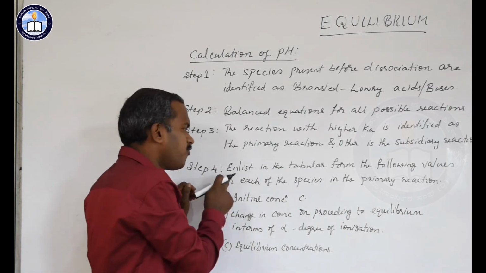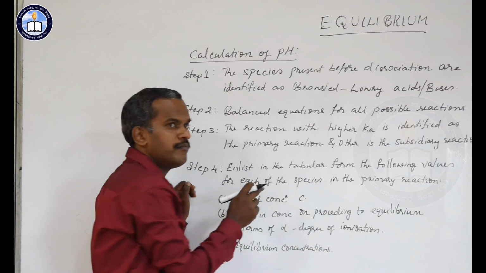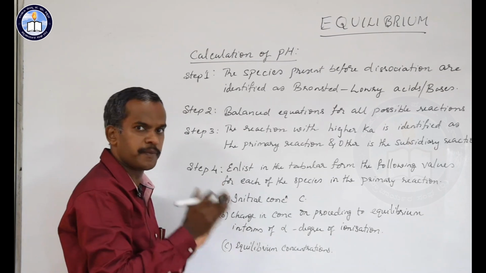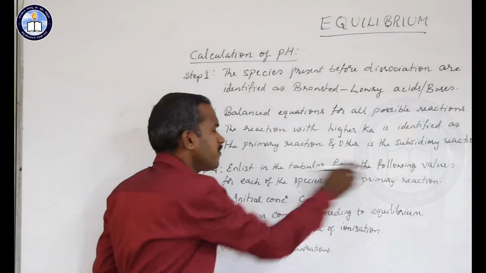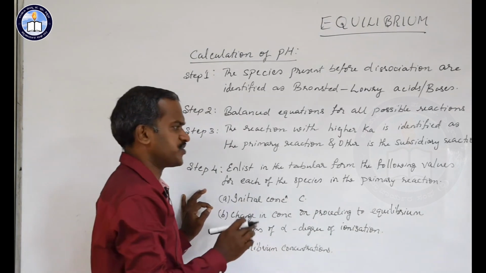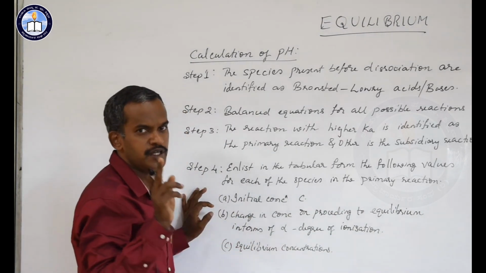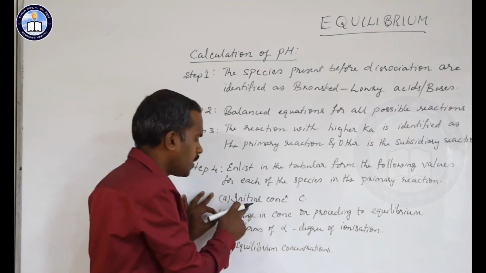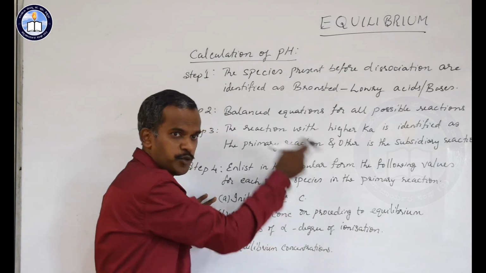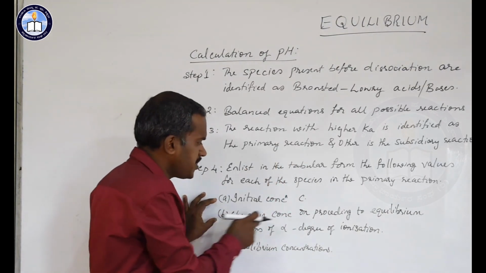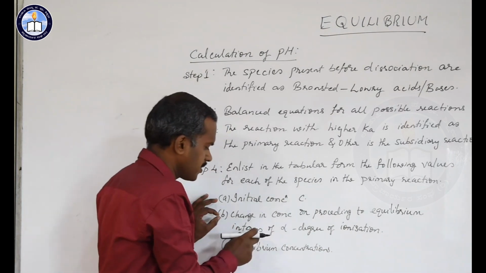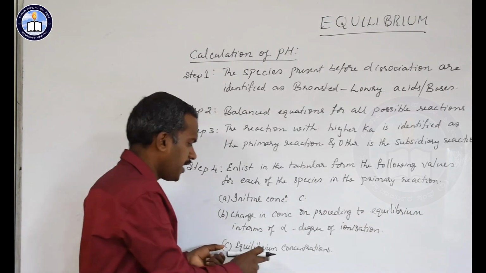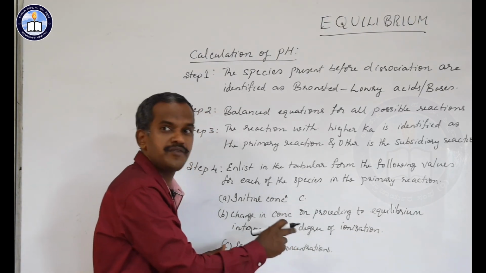Now step 4, analyze the tabular form. Means you have to identify many details about the reactions, the major or principal reaction we consider. The following values you have to consider for the different species. It is only for the primary reaction, not for the subsidiary reaction. So which values do you have to write in the tabular form? One is the initial concentration C, I told you in the calculation of Ka earlier. Then the change in concentration proceeding to the equilibrium in terms of alpha, that is the degree of ionization or degree of dissociation, and the equilibrium concentration. So all the 3 you have to note.